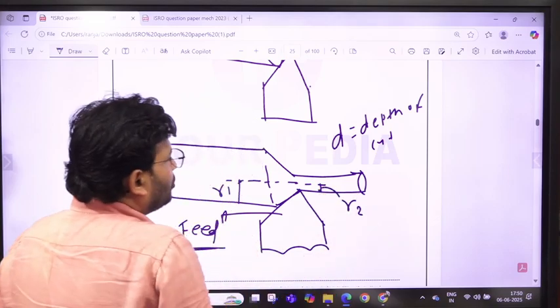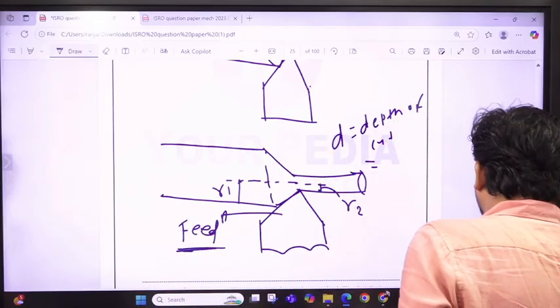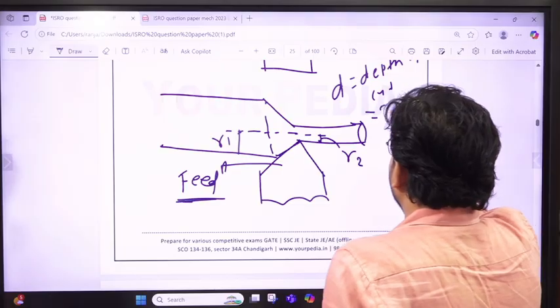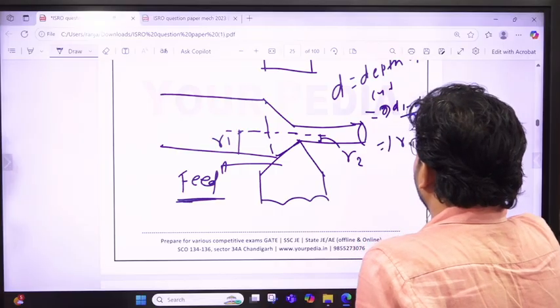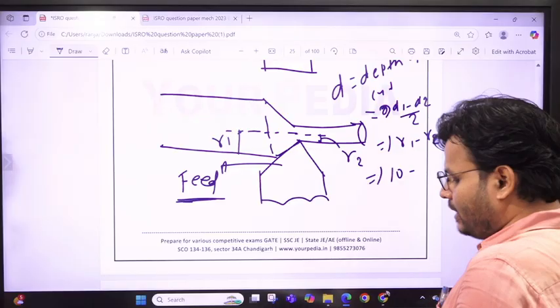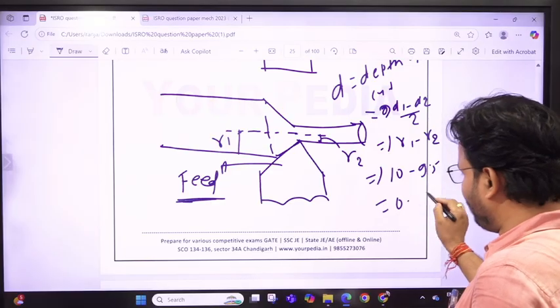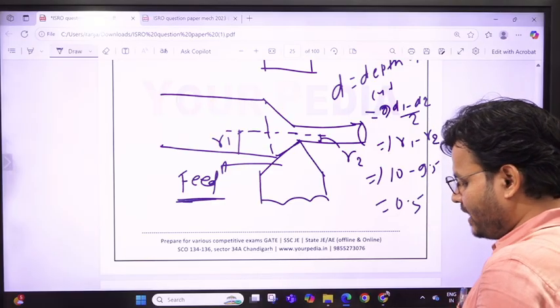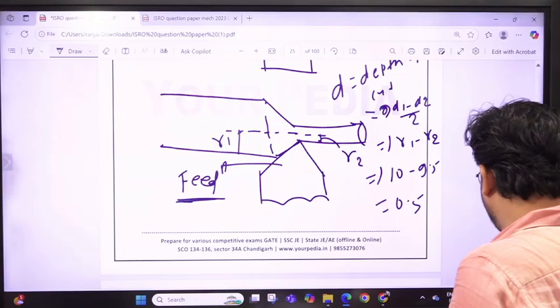So depth of cut will be what, my dear friends? Simply we can say R1 minus R2, or D1 minus D2 upon 2. So it is coming out to be R1 is 10 and R2 is 9.5, so it is coming out to be 0.5. Okay, what will be the material removal rate?